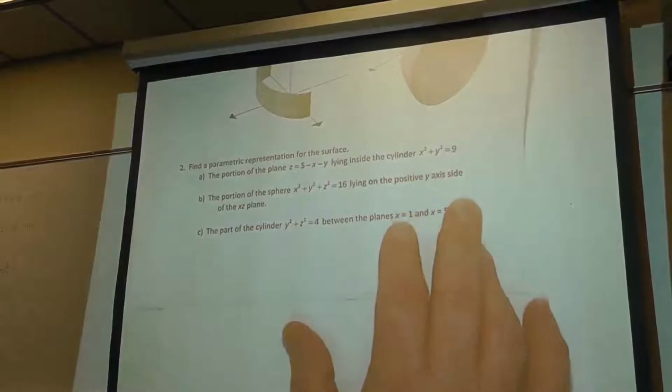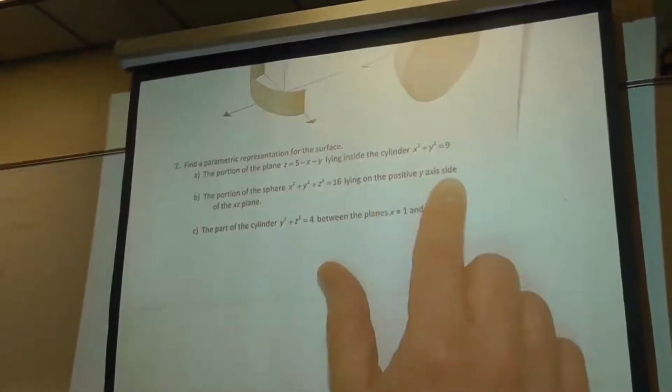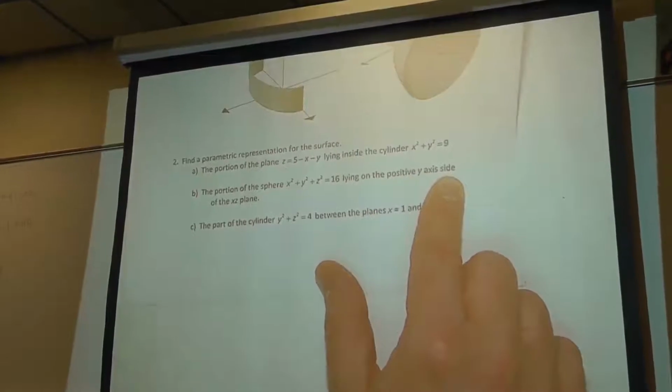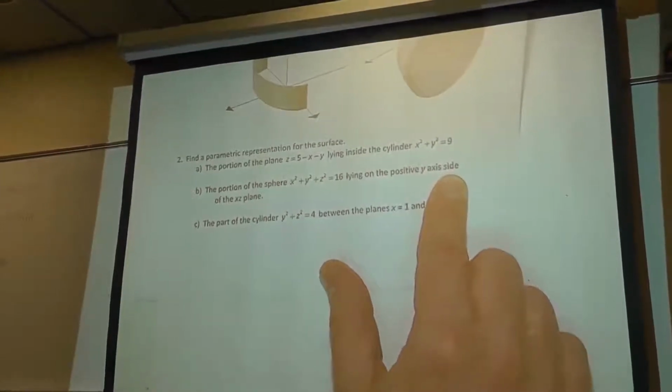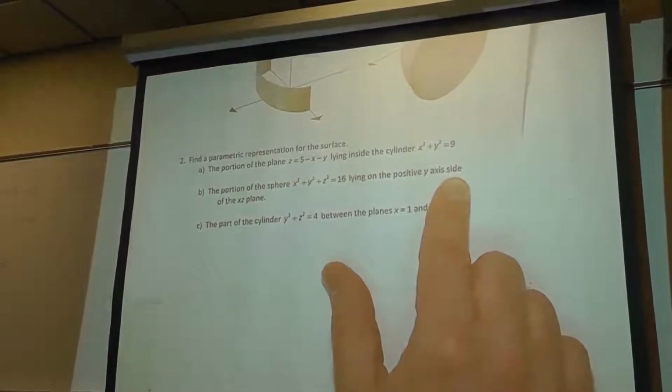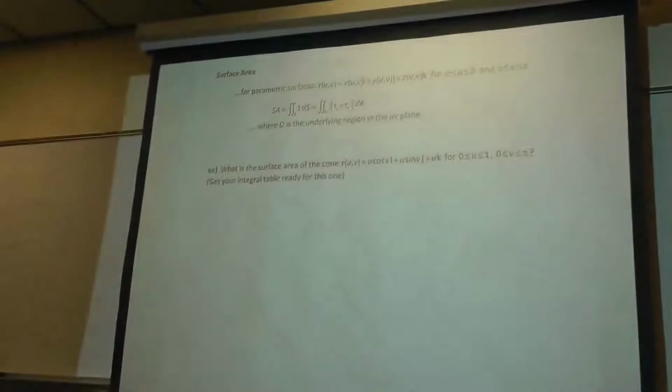You see? Okay. The next one is a portion of a sphere that's lying only on the positive y-axis side of the xz plane. So maybe review our example that used the spherical parameterization and think about how your thetas and phis should spin up there. No more freebies.